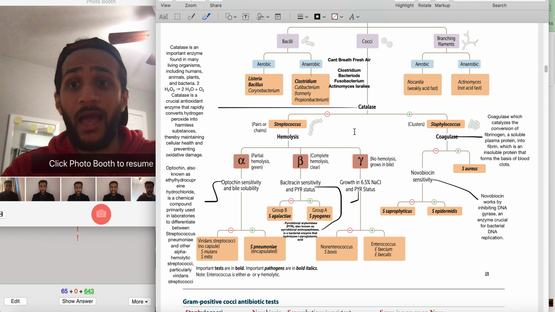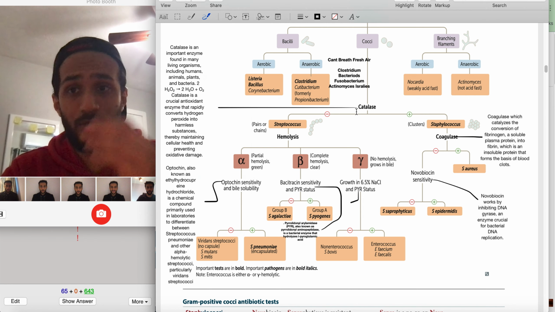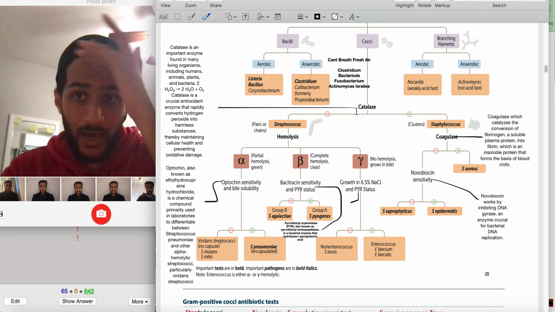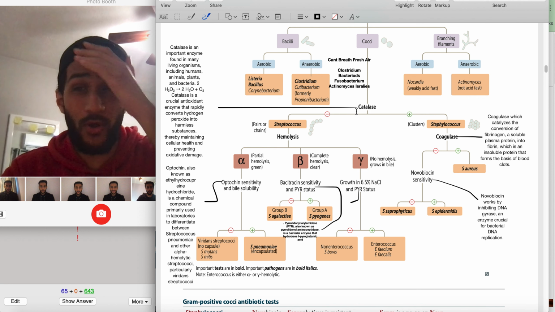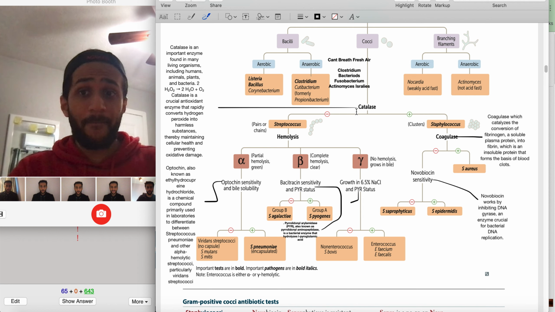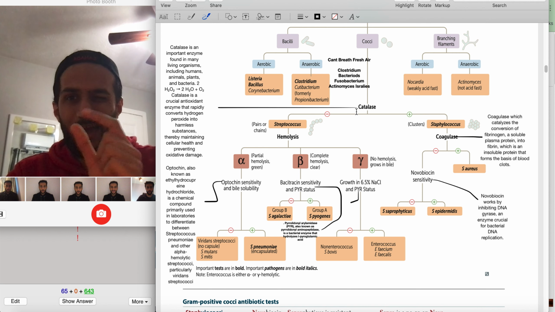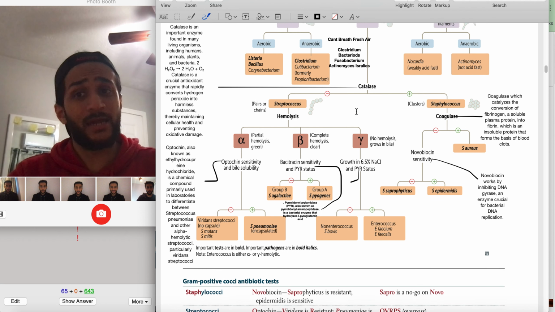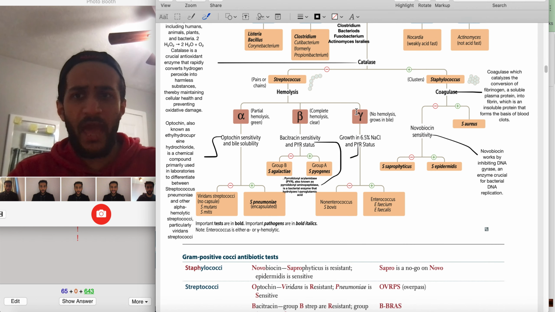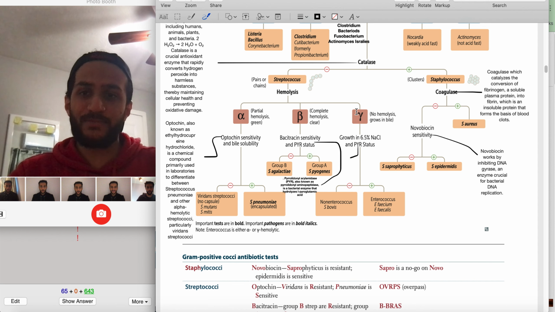Acid fast, by the way, guys, is basically a stain that they use for tuberculosis. Basically, it's a stain to look at mycolic acid, and of course, Nocardia will have it because they have a little bit of mycolic acid, but Actinomyces, no, it doesn't have any mycolic acid, therefore it does not stain acid fast. The next page, you guys are going to come into catalase positive, catalase negative.